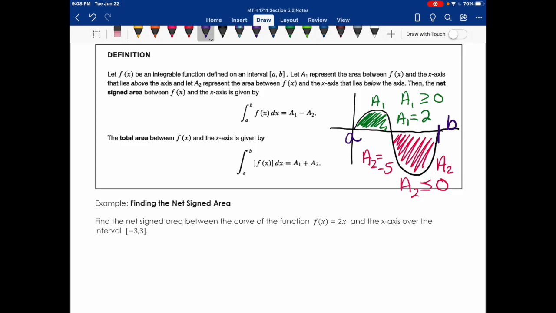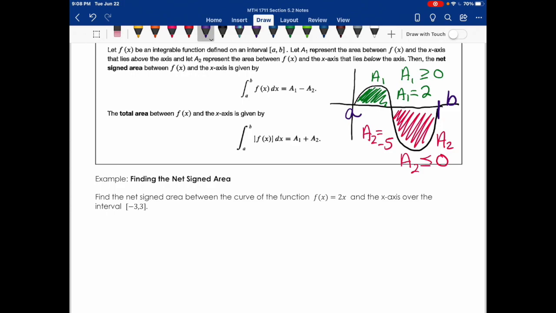Now, if I want the total area, I'm not going to consider whether it's above or below the x-axis, whether it's considered a positive or a negative area. Let me draw a separate picture for this. I'll do the total area over here. We're going to look at the absolute value of those areas. I'm not going to consider whether it's negative or positive. It's just all going to be positive. So when I draw the picture of the absolute value of this function, it's going to look like this.